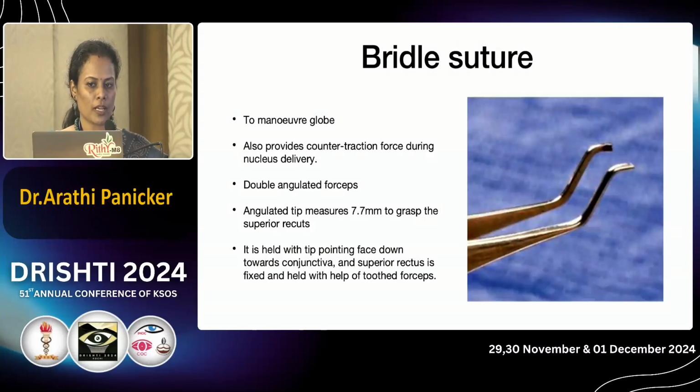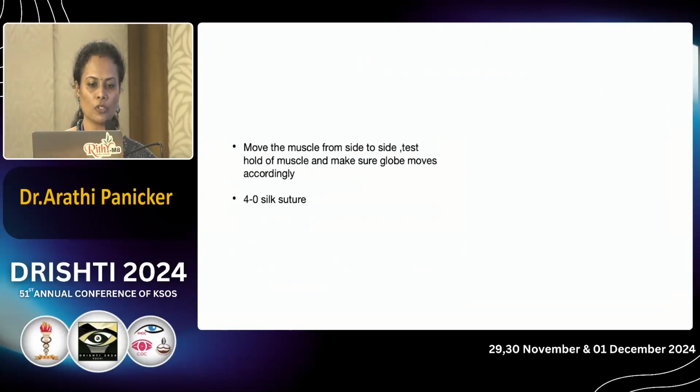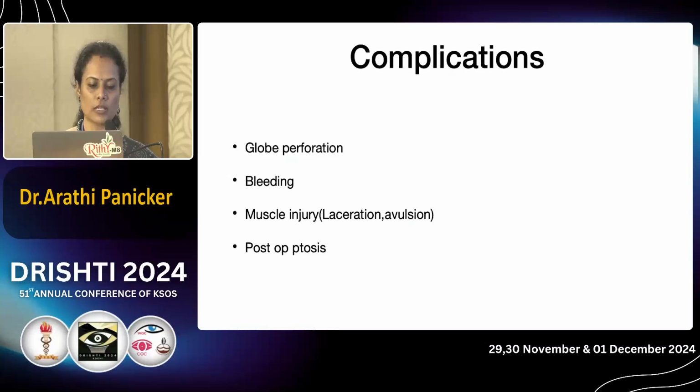Putting a bridle suture is one important step, and it is mainly done to maneuver the globe, and it also provides counter traction during nucleus delivery. It is done with a double angulated forceps held with the tip pointing face down towards the conjunctiva, and the superior rectus is fixed and held with the help of the toothed forceps. You should move the muscle from side to side to test the hold of the muscle and make sure that the globe moves accordingly. This is usually done with a 4-0 silk suture.